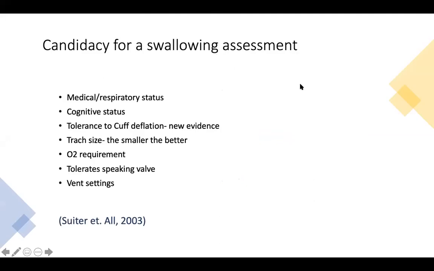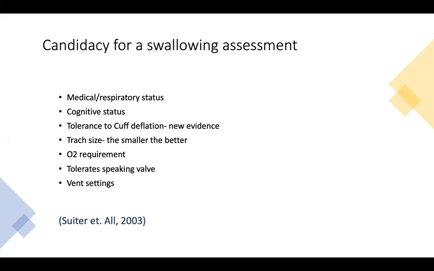Okay. So candidacy for a swallowing assessment: medical and respiratory status. The patient needs to be stable medically and respiratory. Saturation should be above 90. Respiratory rate should be below 30. Heart rate needs to be within normal range. Cognitive status: the patient needs to be alert to eat. If anyone was not alert and you feed them, they will aspirate.